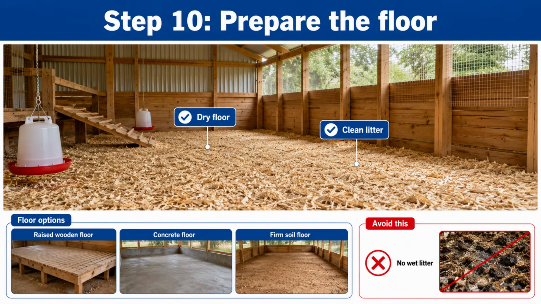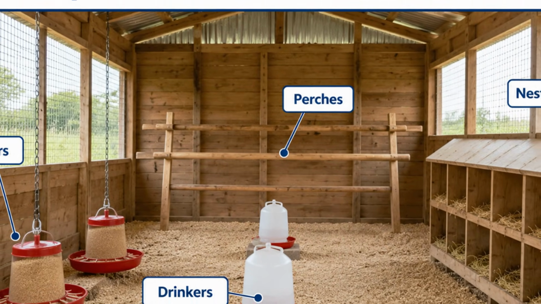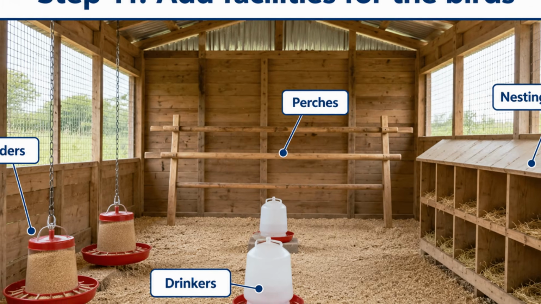Make sure that it is all dry. With that, you are done with the floor part, and then go to step number 11. So for step 11, you should add facilities for the birds. So this is where you are supposed to provide feeders and drinkers.